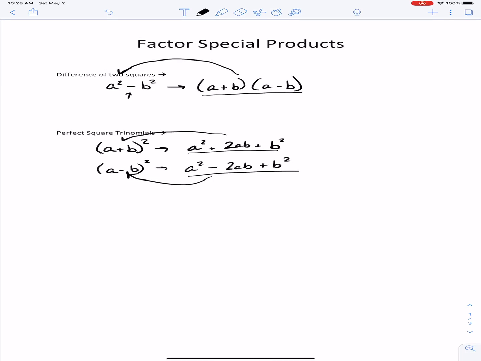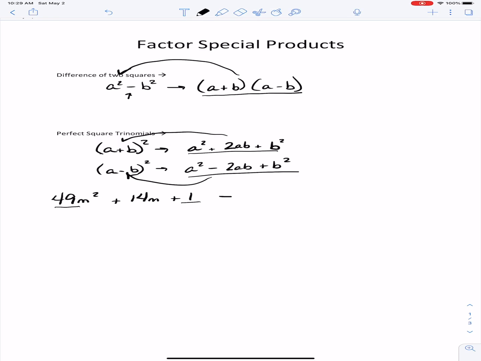So now that we've talked about that, let's look at one of our perfect square trinomials. The very first one I want to look at is 49m squared plus 14m plus 1. Now, we can look and see that the first term is a perfect square and our C term is a perfect square. They're both positive, so we know that we can factor this as 7m plus 1 squared.